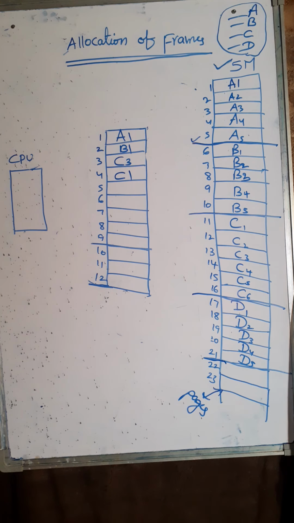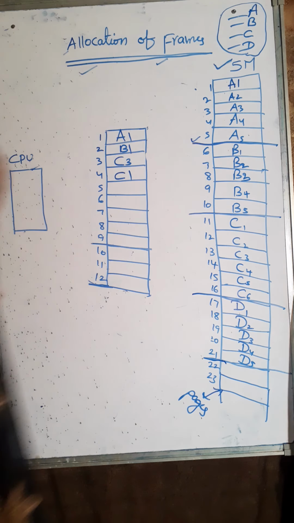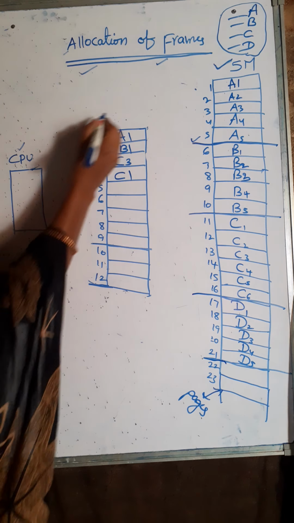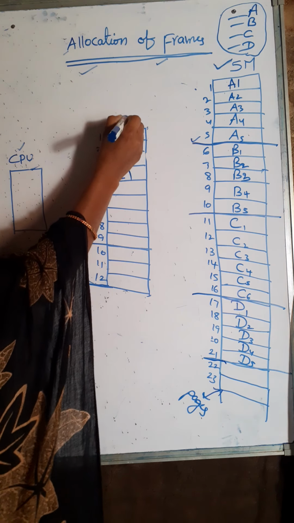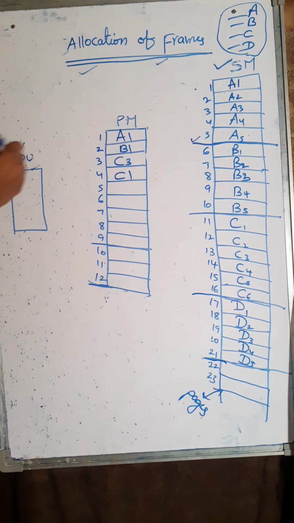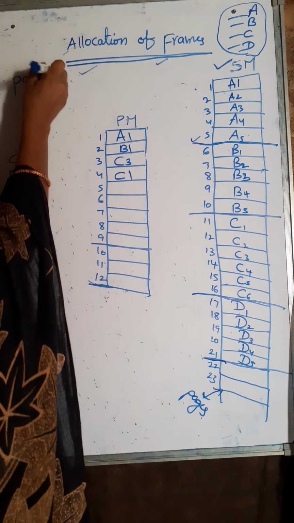In this video, I am going to explain about allocation of frames. I will explain this concept with the help of an example. Let us assume that this is the CPU, this is the primary memory, and this is the secondary memory. Here, I am using paging concept for memory allocation.